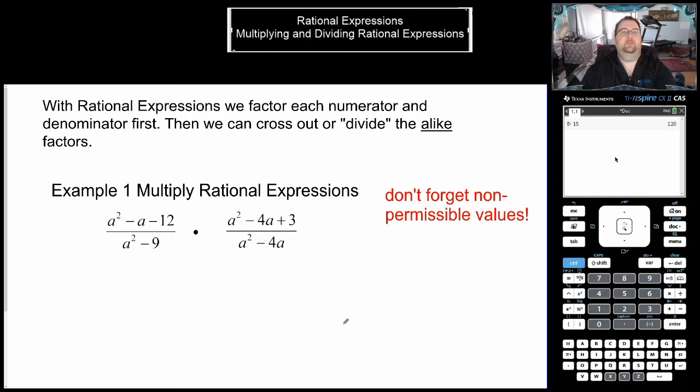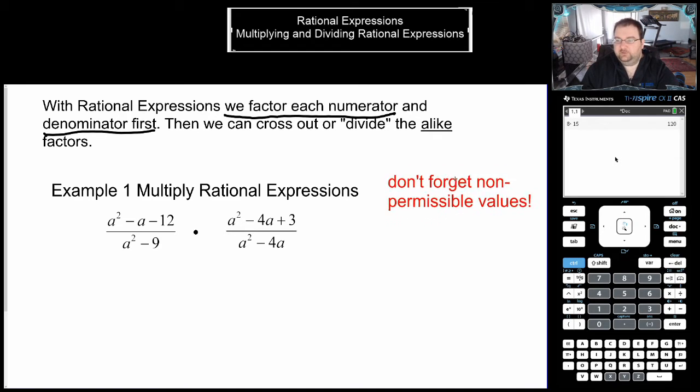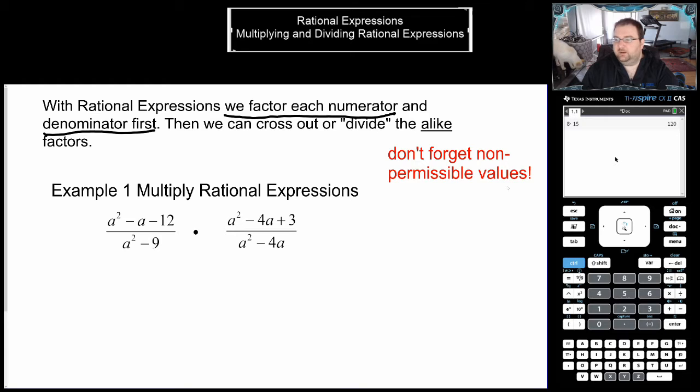So let's get started. With rational expressions, we're always going to want to factor out each numerator and denominator first. That's your first step. Simplify by factoring. Then we can cross out or divide alike factors, just like we did in the previous example. And don't forget your non-permissible values. Actually, let's start with our non-permissible values here. So I'm just going to move this up, change my color. And I'm going to start with my non-permissible values.